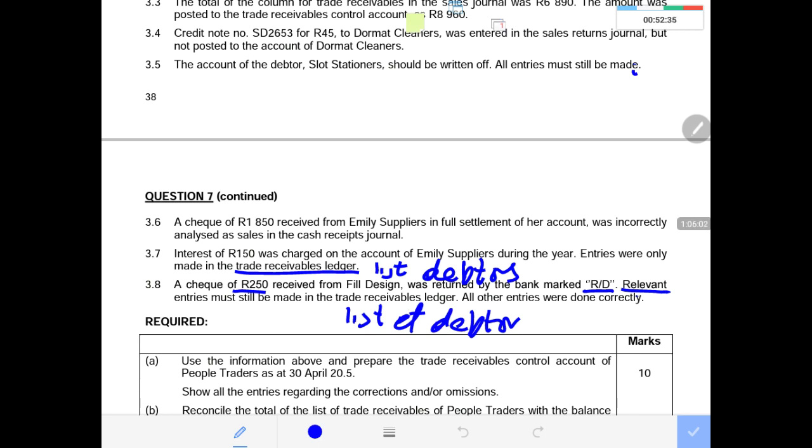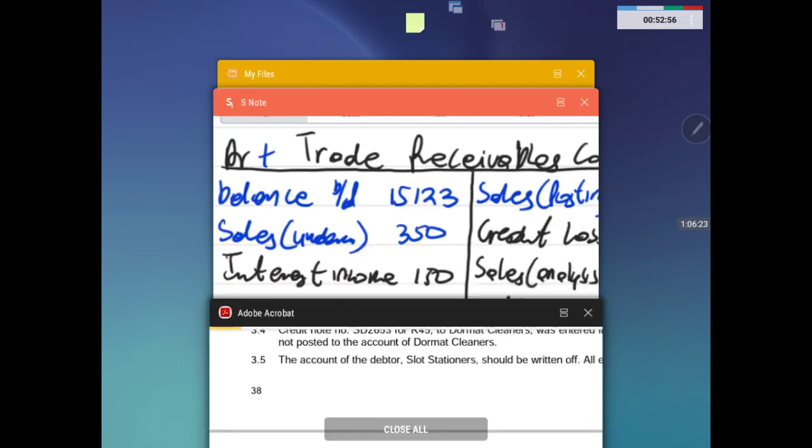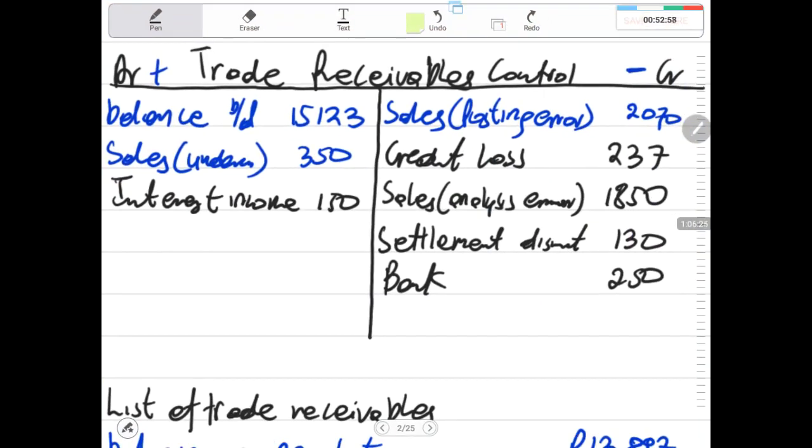In other words, this transaction was not recorded in the list of debtors. All other transactional entries were done correctly. When they say all other transactions, our focus is one. That means the trade receivables control was recorded correctly. That means, in other words, they have already said to this transaction, oh, we must do a reversal.